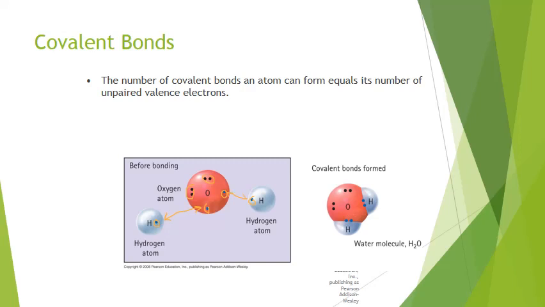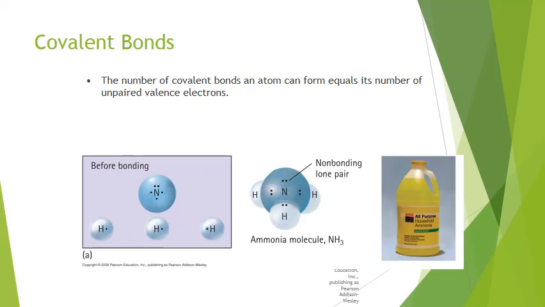So if we have the sharing going on, now notice that everybody's happy. The hydrogens have 2 electrons in their first shells. The oxygen has 8 electrons in its outer shell, and it's happy. And that's what we have. We have water formed there because now we have a water molecule where 2 hydrogens are covalently bound to an oxygen. Same thing with ammonia.